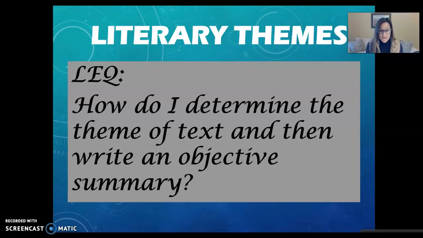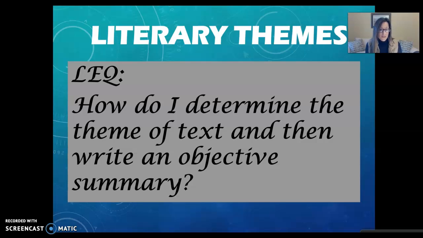Okay, so the purpose of this video is to teach you about themes, especially themes for fiction text. So the essential question is, how do I determine the theme of a text and then write an objective summary? So we're going to really apply a lot of what we've learned throughout the course of Elements of Fiction to the next week or so, this lesson, where we're going to be looking at the theme or the meaning of text. And that's really important.